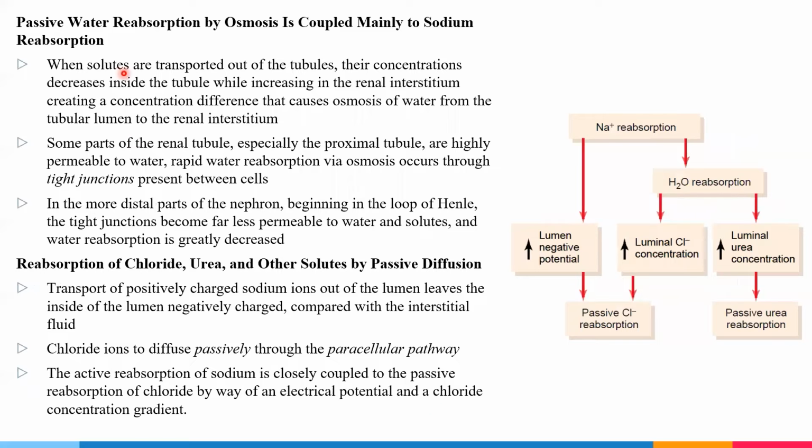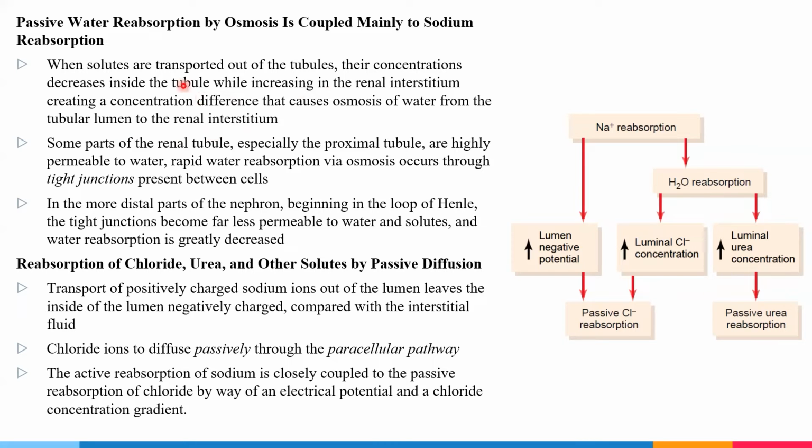Next, we look into passive absorption, water reabsorption by osmosis, which is essentially coupled to sodium reabsorption. When solutes are transported out of the tubules, their concentration decreases inside the tubule, while increasing in the renal interstitium, creating a concentration difference that causes osmosis of water from the tubular lumen into the renal interstitium.